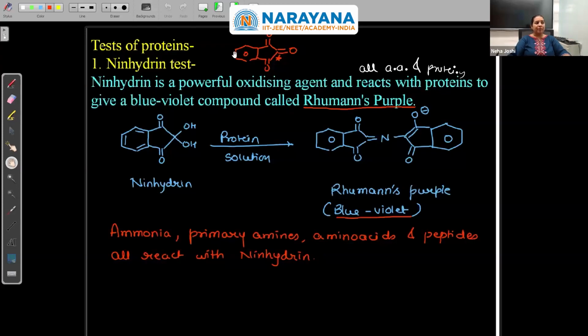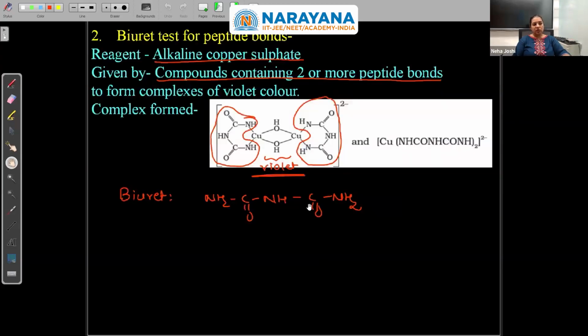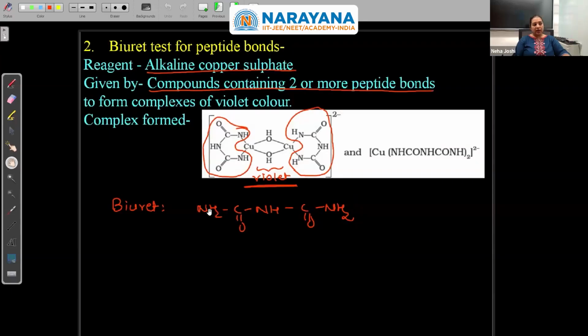Okay. Next is the biuret test. Now, biuret, if you see, is somewhat like urea, NH2CONH, and again CONH2. Somewhat like urea. So, alkaline copper sulfate is our biuret test reagent. It is given by any compounds which have two or more peptide linkages. So, here these are the peptide linkages, right? And what they form is this type of complex with copper.